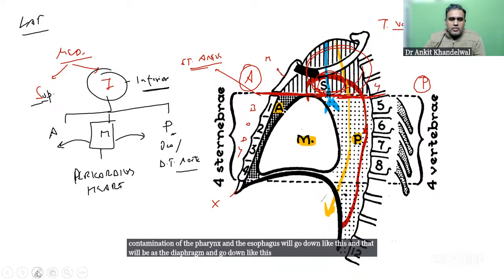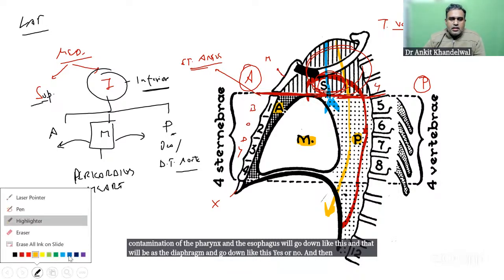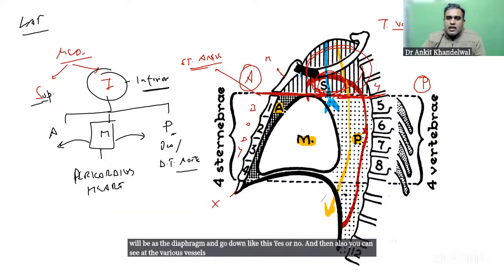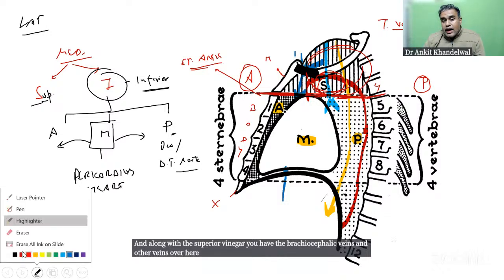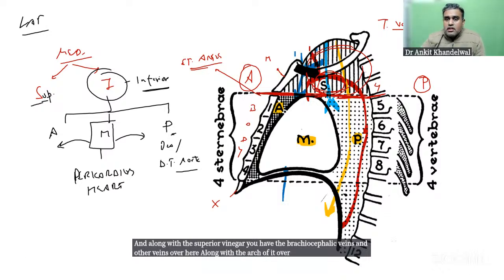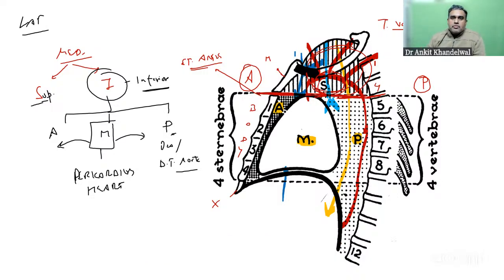And then also you can see the various vessels, the vena cava, the superior vena cava, and the inferior vena cava. And along with the superior vena cava, you have the brachiocephalic veins and other veins over here. Along with the arch of aorta over here, you know that you have the brachiocephalic trunk, the carotids, and the subclavian arteries. Just to give you some idea.